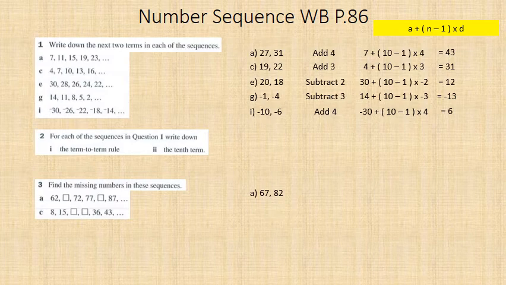Here in question C, it's 8 became 15, and then here 36 became 43. So I think that we are adding 7 to the sequence. So 8 plus 7 equals 15, 15 plus 7 equals 22, and 22 plus 7 equals 29. And to make sure, 29 plus 7 equals 36.